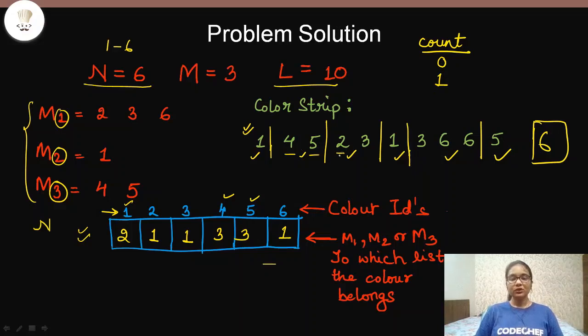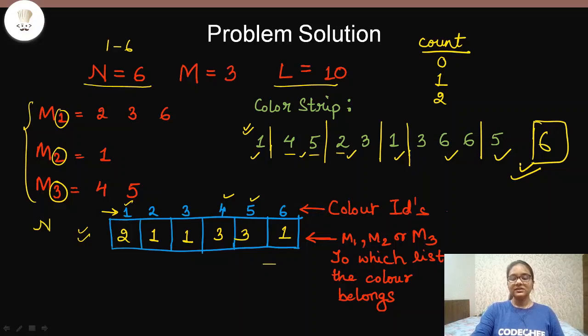Now we will go to 2. So 2 belongs to 1, which is not the same as the previous one. 5 belongs to 3, but 2 belongs to the first list. So in that case, the count will increase. And similarly, we will do this for each and every color, and we will keep increasing the count whenever the list to which the color belongs is not the same as the previous one. Then we will get our answer. So this is how the implementation has to be done. It's a pretty simple one. You just have to think a little bit to get to the answer and the implementation part.